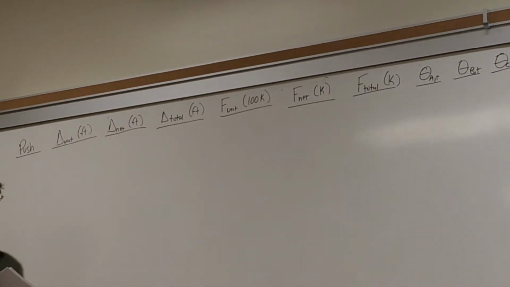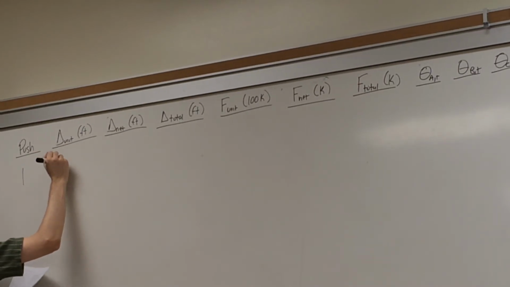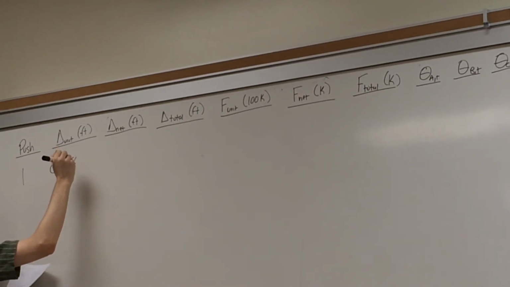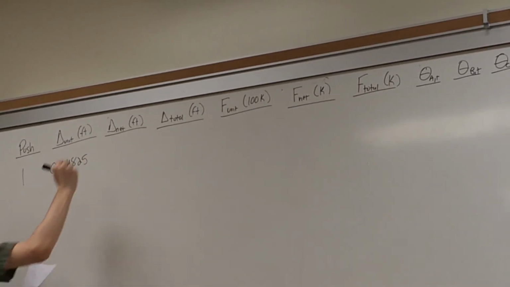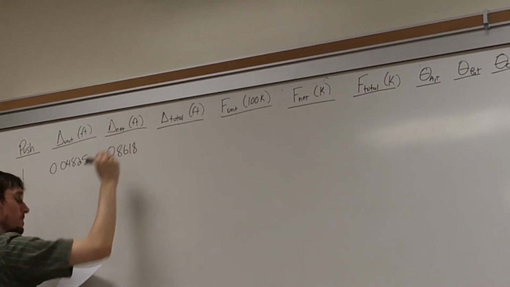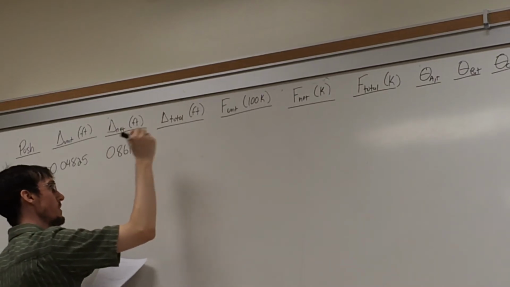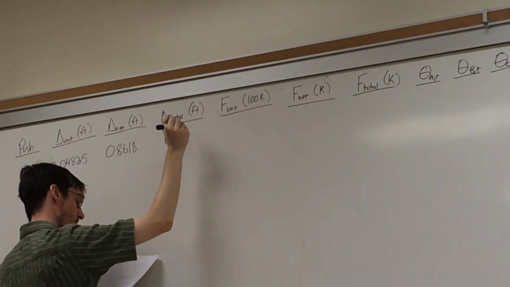So I'm going to set up a table to keep track of what's going on with this frame, overall, big picture. My first push is forming this first plastic hinge. And I came up with the unit displacement here, basically 0.05 feet. I multiply this by the scale factor and end up with a net displacement of 0.8618. And the total displacement of this will also be 0.8618.